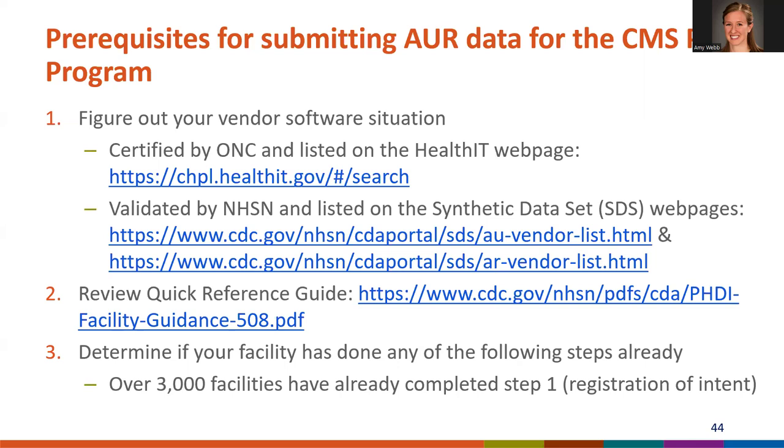Also, the vendor has to be validated by NHSN and listed on our synthetic dataset or SDS web pages, as I've already mentioned. The second step is to review the quick reference guide. That highlights a lot of these same steps, but in a little bit more detail. And number 3, determine if your facility has done any of the following steps already. We have over 3,000 facilities that have already completed step 1, registration of intent. So if your facility already did that, you can move on to step 2.